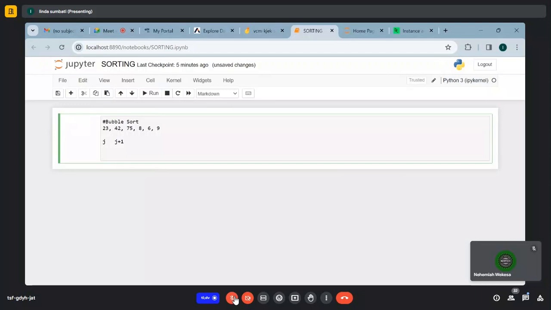So your goal is to compare J and J plus 1, like the first and the second element. I can simplify it like that. When you realize that the first element is greater than the second element, you swap. That means the second element will go to the position of the first element, and the first element will go to the position of the second element. But if it's not greater than, don't swap. You move ahead now. So your J will move now to the next one.